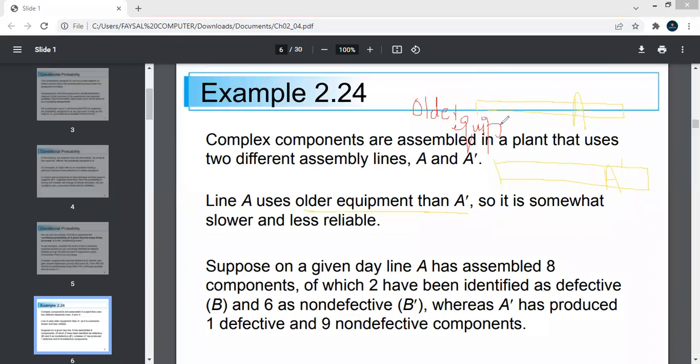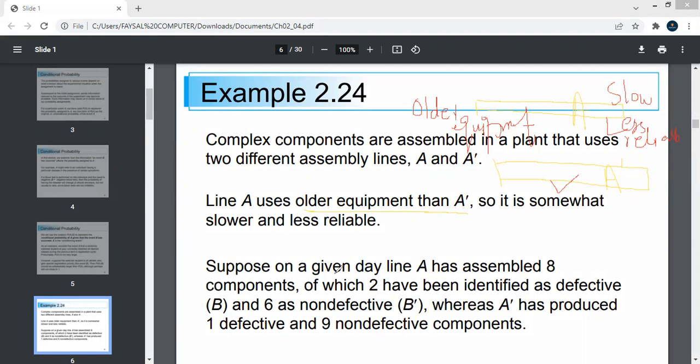Older equipment than A dash. So what is A dash? It means that they use a new component with respect to this one. So it is somewhat slower and less reliable. So this A is slow and it is less reliable.